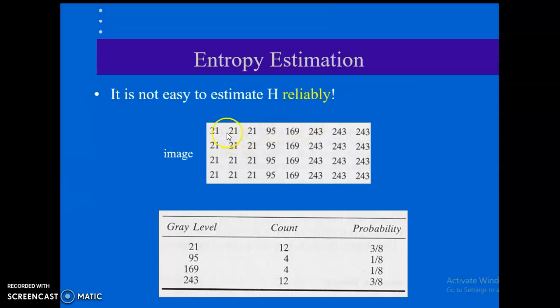Entropy estimation. It is not easy to estimate H reliably. Image here. Gray levels 21, 95, 169, 243. Count: 12, 4, 4, 12. Probability: 3/8, 1/8, 1/8, 3/8.